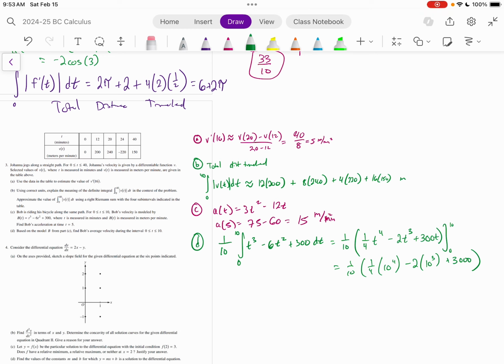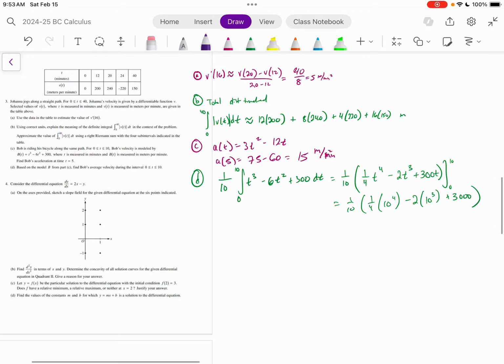Pretty simple AP problem, right? Sometimes they give you functions, sometimes they give you tables. You need to be able to sort of work inside either context, either set of given information. But I think most of you guys are going to be totally fine with that. Okay, let's move on to 4.